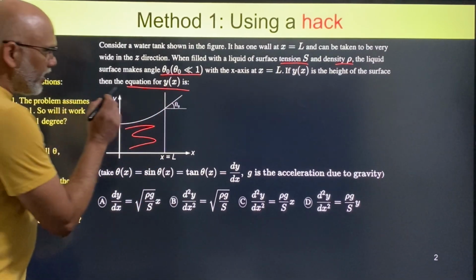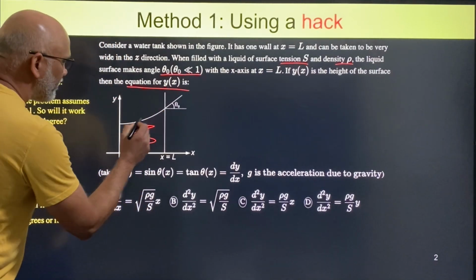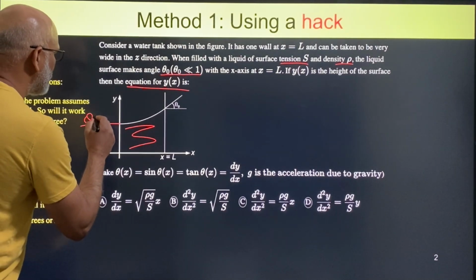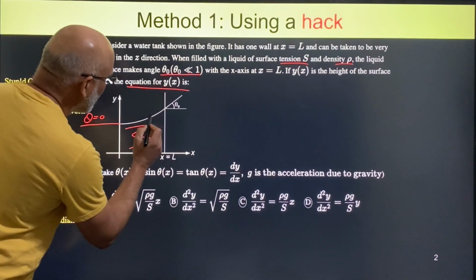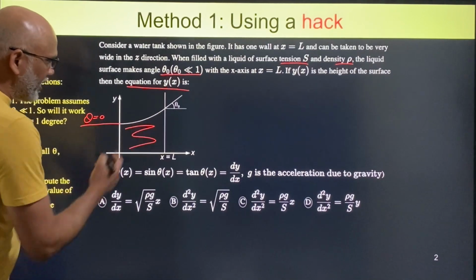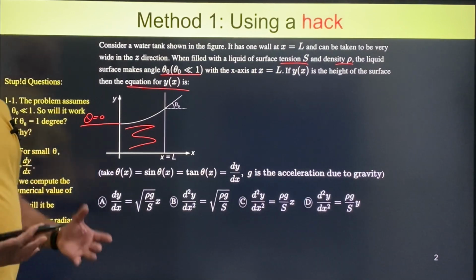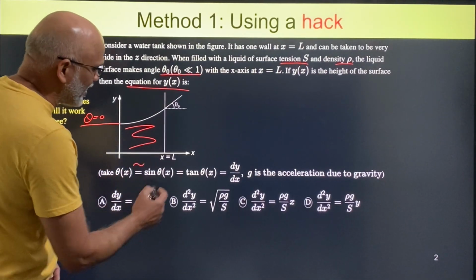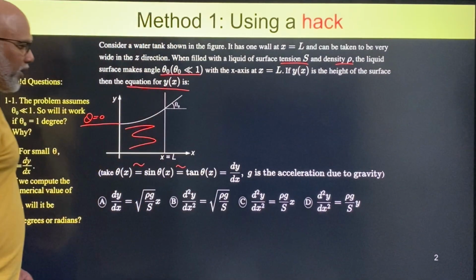So at the wall, it makes angle theta 0. And as you can imagine, far away from the wall, the surface is going to be flat and theta is going to be 0. Then theta will slowly start increasing and it will be maximum at the wall. So anywhere in between, theta is going to be even less than theta 0. That means we can use the small angle approximation, which is theta is approximately sine theta, which is approximately equal to tan theta, which is dy over dx.